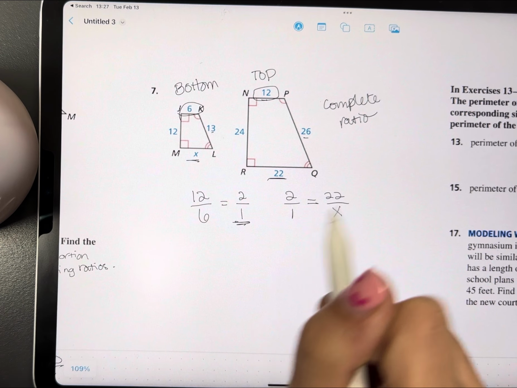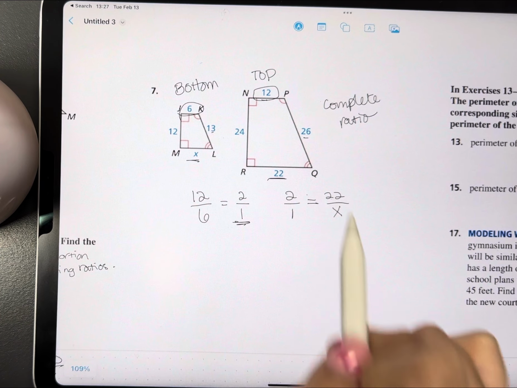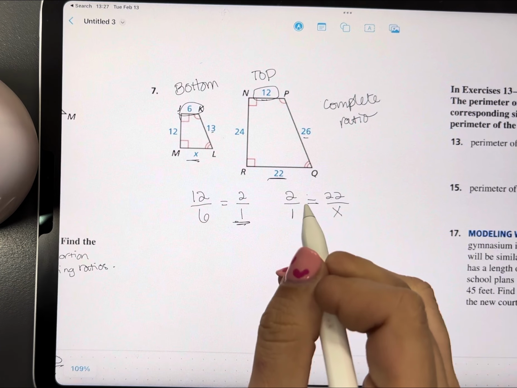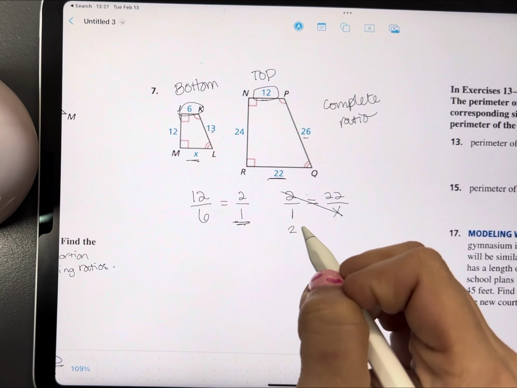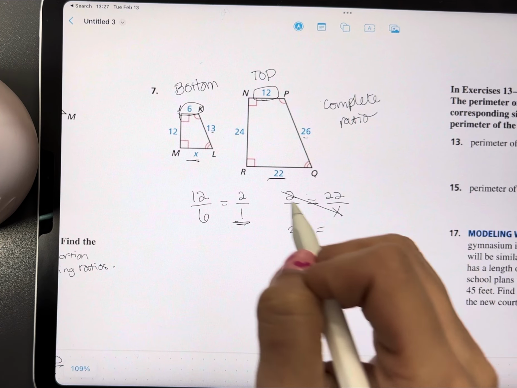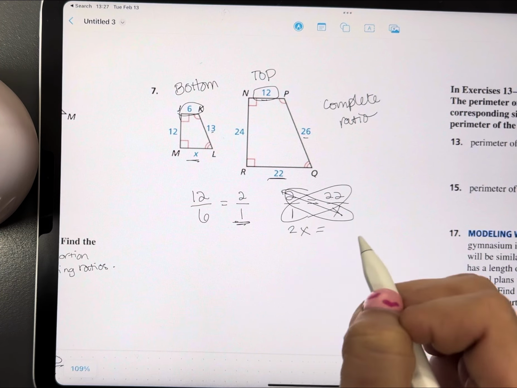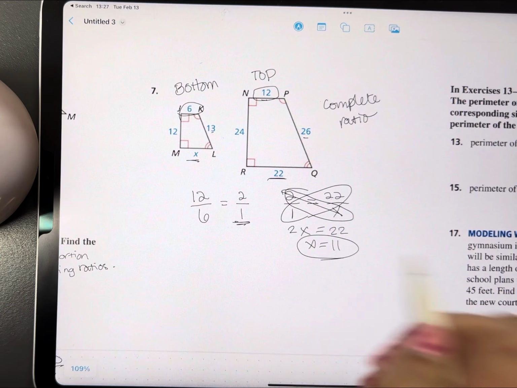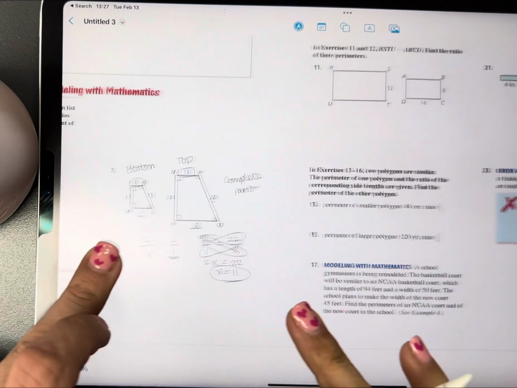and then I can cross multiply, or if you see 2 times 11 is 22, 1 times 11, you could do that too. But I'm going to cross multiply, so 2x equals 22. Divide the 2, and x is 11. Okay.